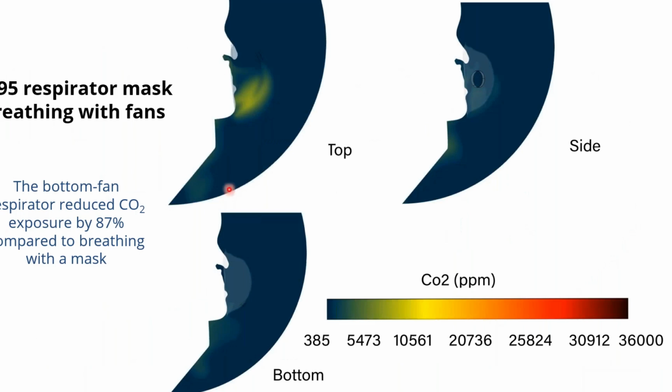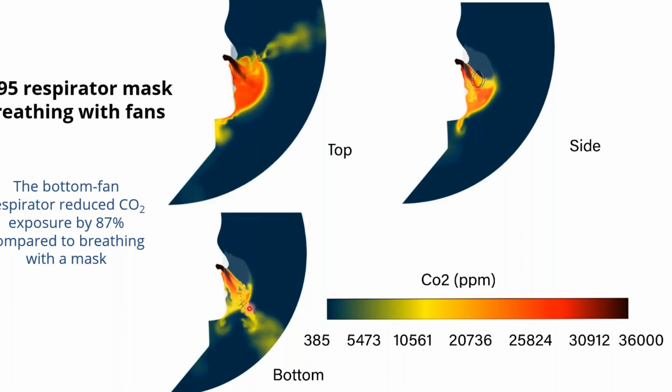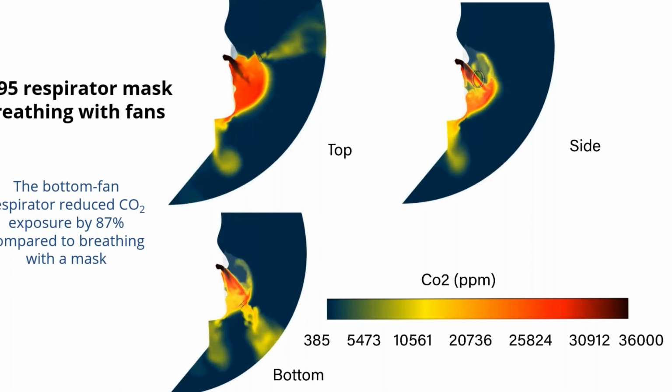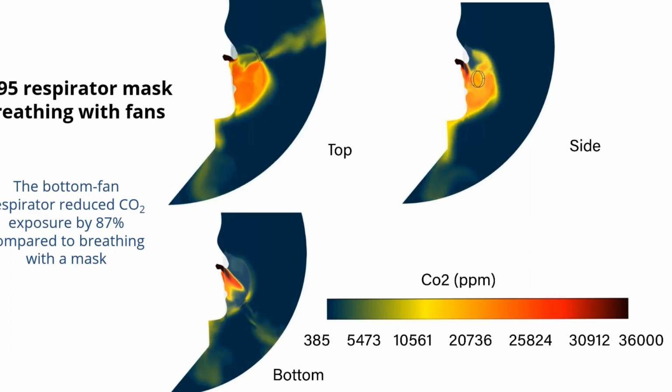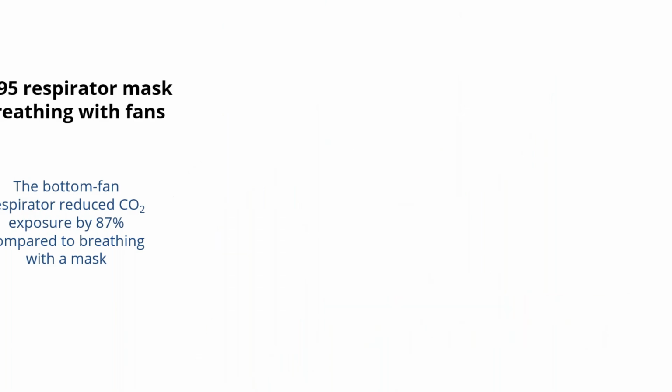Recent work we've just finalized is introducing a fan into the mask. So the fan position at the top, fan position on the side, and a fan position at the bottom to vent out the CO2. And we find that the bottom fan position of the respirator reduced CO2 exposure by 87% compared to breathing with a mask. And so the SBES model's ability to capture mixing processes appropriately is critically important for us to ensure that the simulation is doing the job properly.